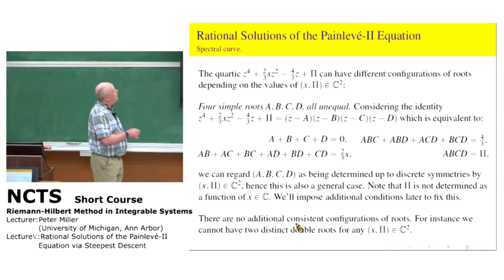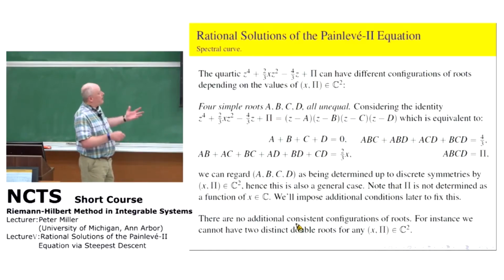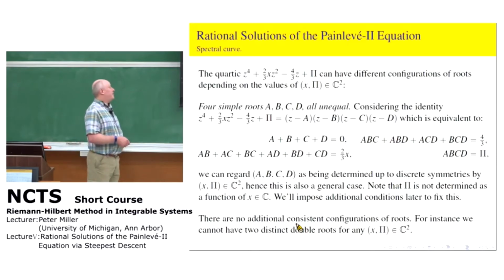So now we compare the quartic on this side with the expression in terms of the product of factors over here, and now we have 4 equations on A, B, C, and D. We can regard A, B, C, and D as being determined up to some discrete symmetries by x and pi in C2. So this is also a general case. There are 4 equations and 4 unknowns. So pi is not determined as a function of x, which is different than in the last general case. But later on, we're going to impose some additional conditions to fix pi as a function of x, and that will help us to solve this problem in terms of elliptic functions.